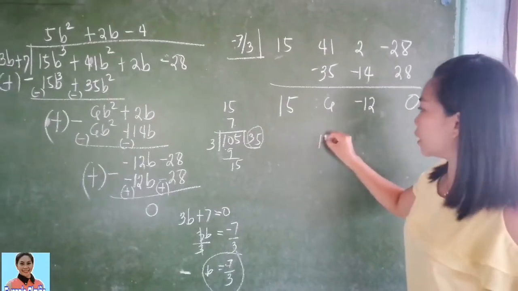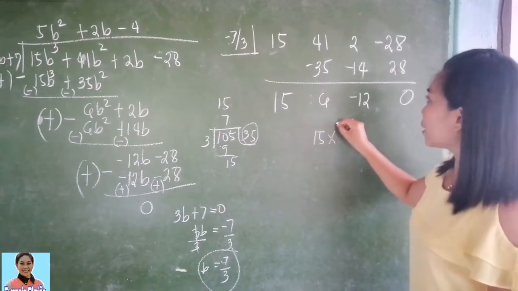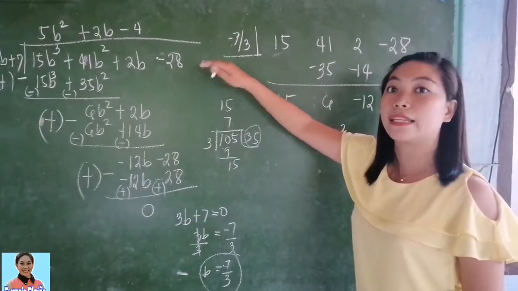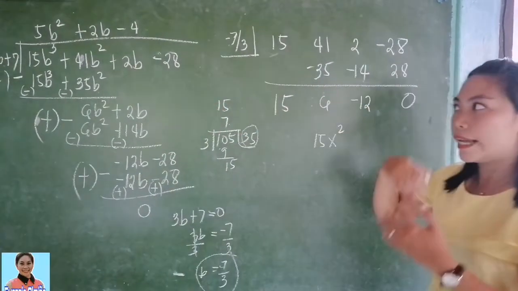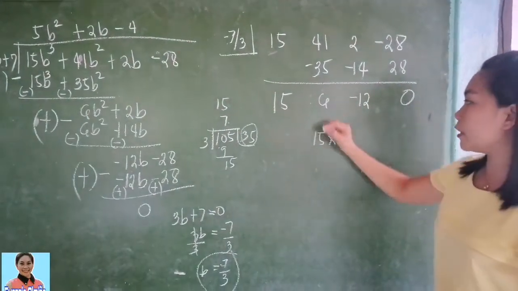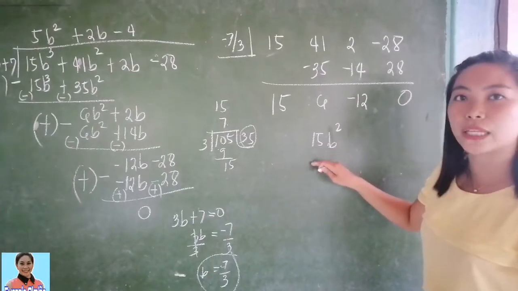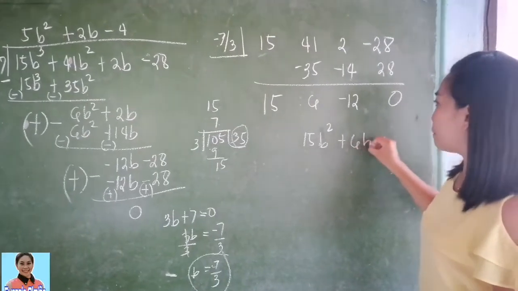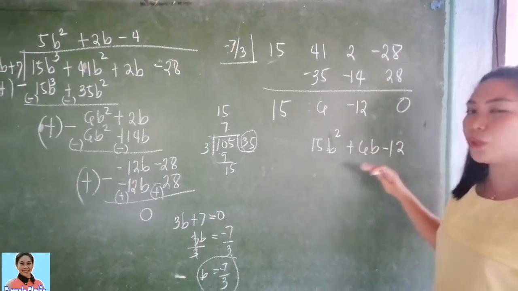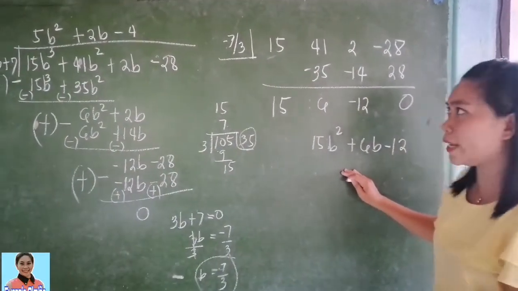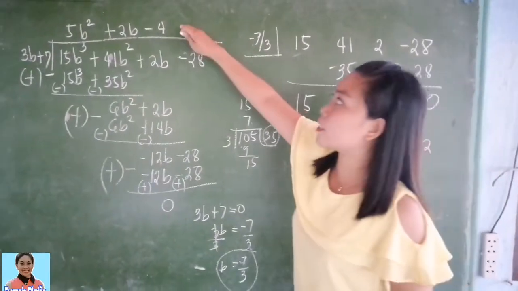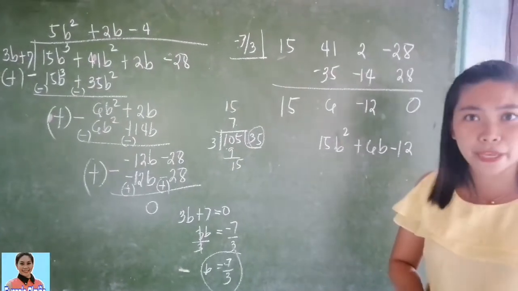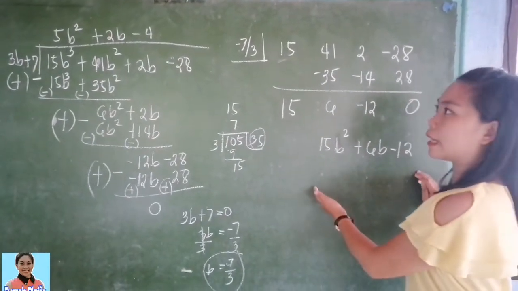So, what is our quotient? So, 15 b squared, since the divisor and the dividend natin is in third degree power. Therefore, our quotient will be in second degree power. Plus 6b minus 12. Ito na po yung quotient natin. But wait! Can't you see? They are different. So what will happen? Bakit magkaiba po yung sagot natin?